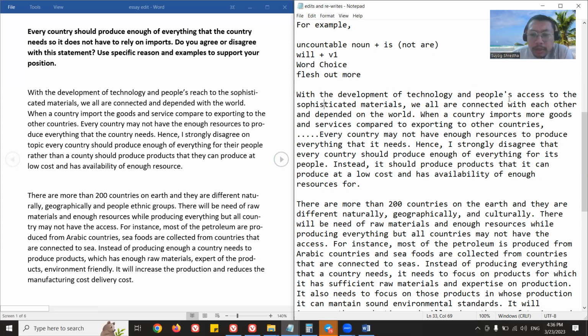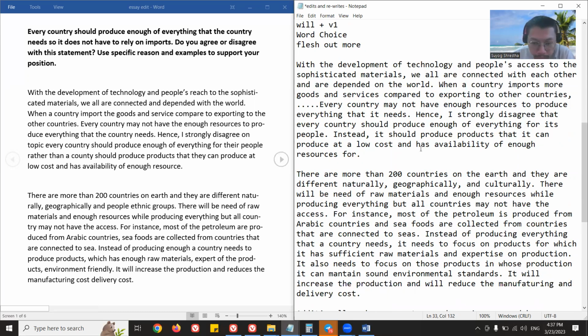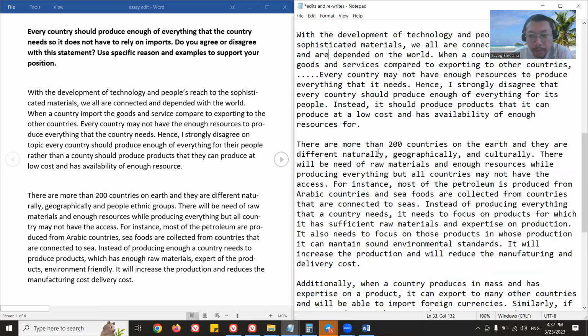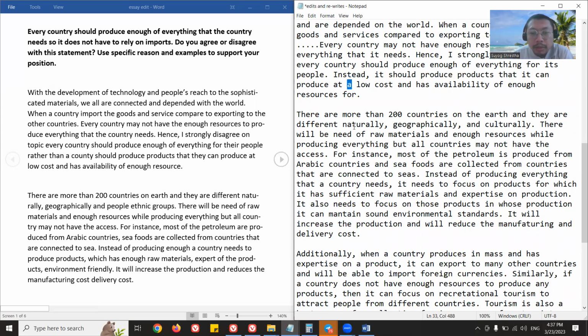With the development of technology and people's access to sophisticated materials, we all are connected with each other and dependent on the world. Right? We all are connected with each other and are dependent on the world. Okay? When a country imports more goods and services compared to exporting to other countries, then every country may not have enough resources to produce everything that it needs. Hence, I strongly disagree that every country should produce enough of everything for its people. Instead, it should produce products that it can produce at low cost and has availability of enough resources for. Right, this article is very beautiful over here.